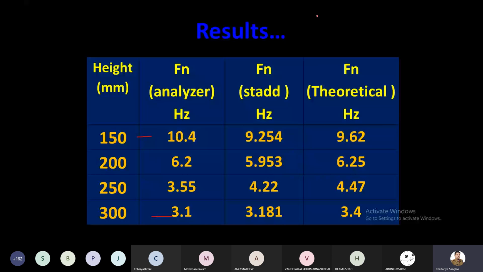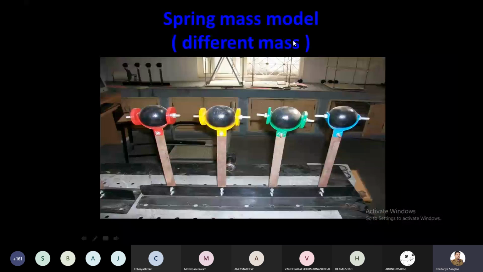So again we perform the test. This is from the software, this is from the theoretical. Almost they are matching, you see, they are matching, right? So this will give you confidence that okay, what we are doing is correct. Then we have performed a test on the spring mass model, in which different mass is there.